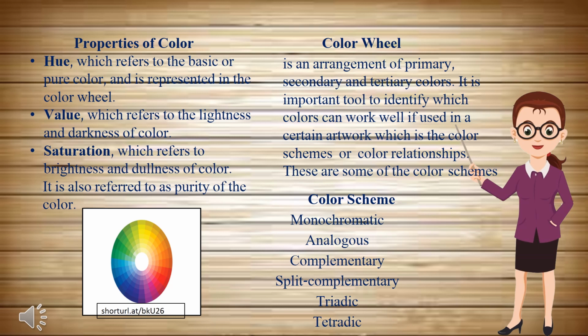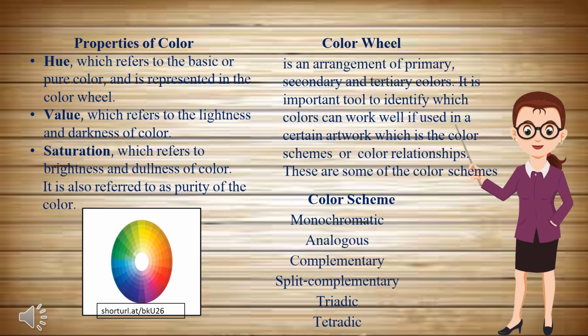Saturation refers to the brightness and dullness of color. It is also referred to as the purity of the color. A bright color can be produced by adding more pigment to the same hue, while a dull color can be produced by adding gray or the color's complement to the pigment.